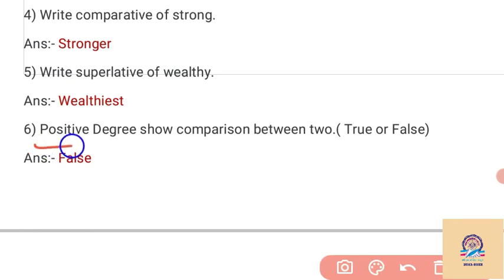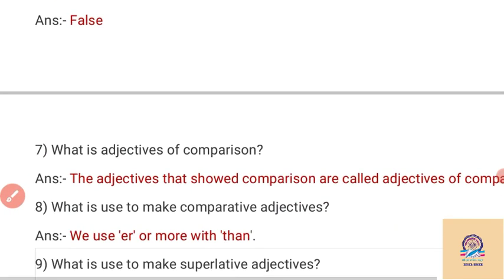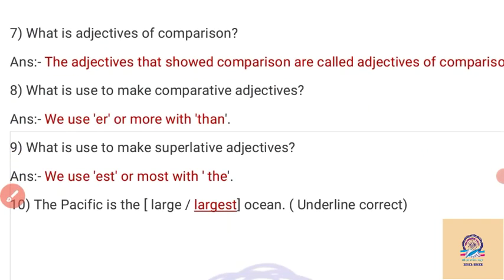Then: positive degree is a comparison between two. Our answer is false, because in the positive degree we are not going to compare any noun with another noun. So our answer is false. In the comparative degree we are comparing with another noun.